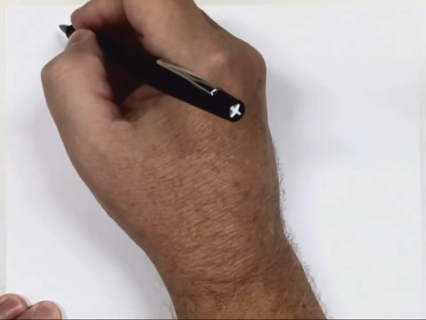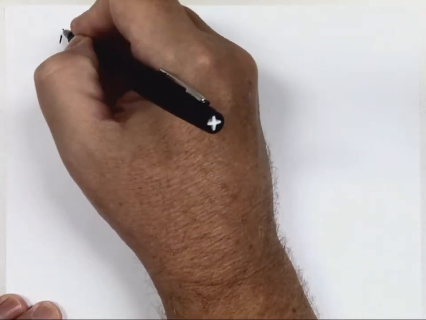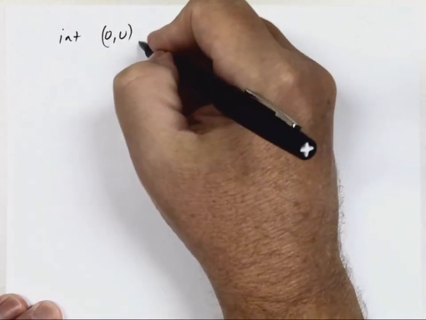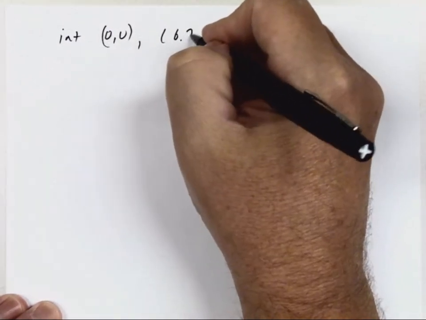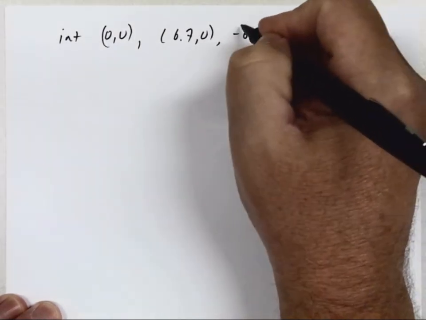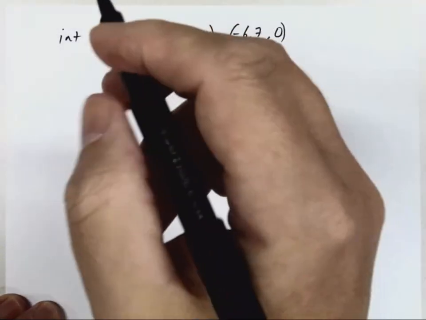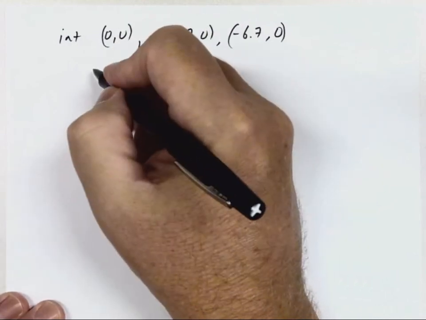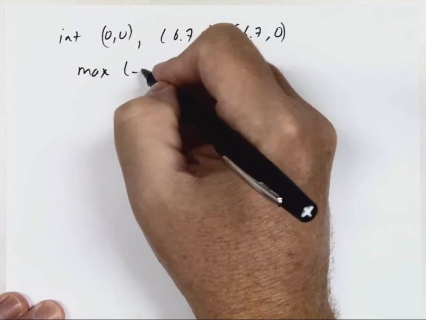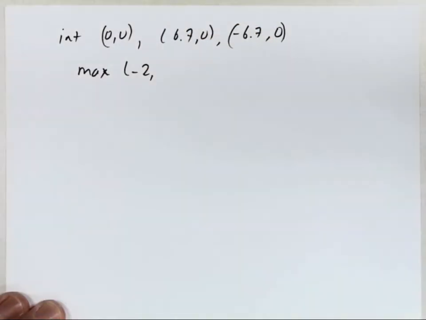Let's see if we can figure out maybe what some kind of sketch of this graph might look like. So let's write down what we've figured out. Intercepts: 0, 0, 6.70, negative 6.70. We have a relative maximum at negative 2.